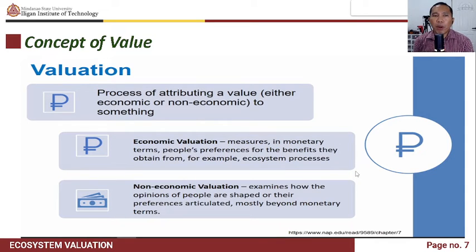Valuation is a process of attributing a value, either economic or non-economic, to something. So economic valuation could measure things in monetary terms, like people's preferences for the benefits they obtain from, for example, ecosystem processes. And the non-economic valuation examines how the options of people are shaped or their preferences articulated, mostly beyond monetary terms.